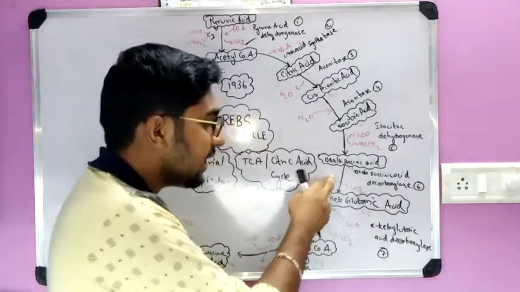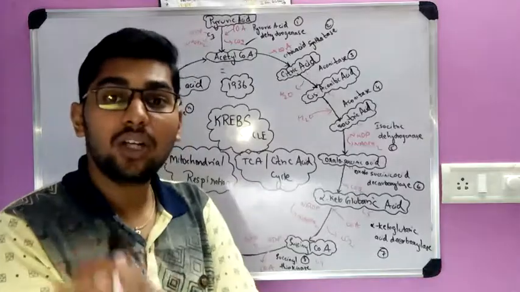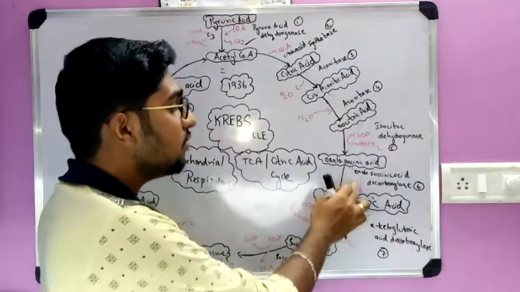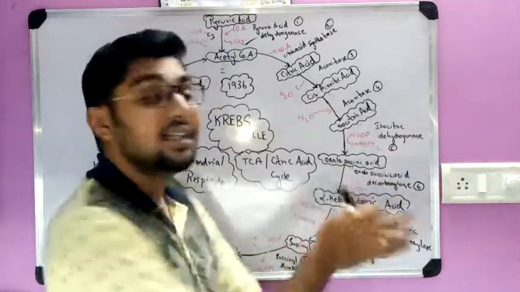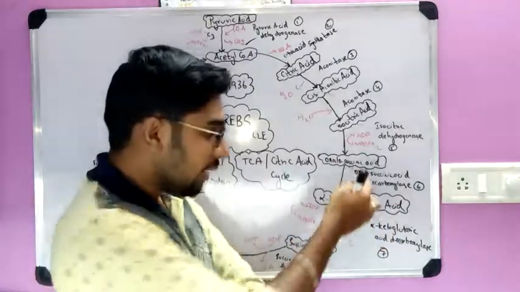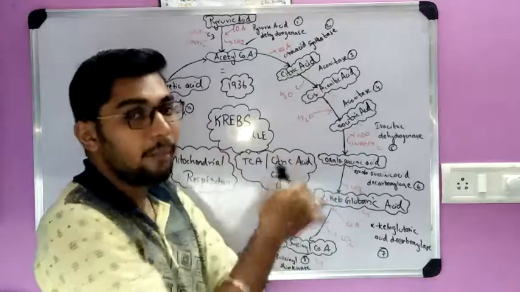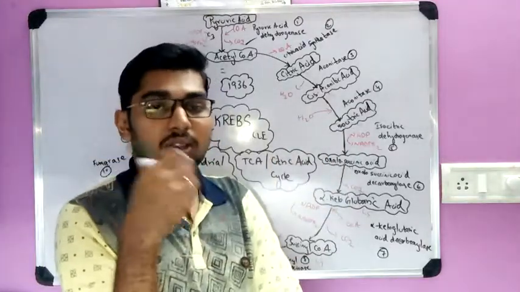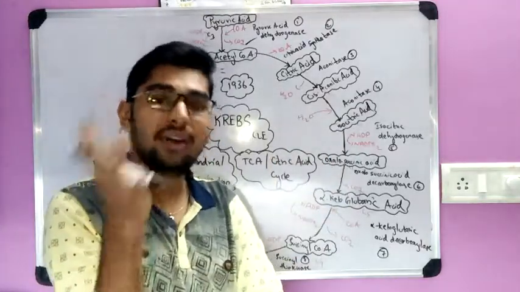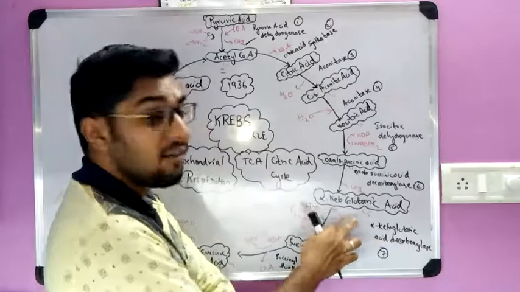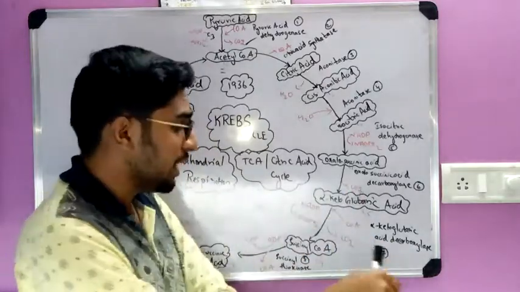This oxalosuccinic acid forms alpha ketoglutaric acid in the presence of oxalosuccinic acid decarboxylase. So carbon dioxide is given out. These are all six carbon compounds, and when carbon dioxide is given out, one carbon is lost, so it becomes a 5 carbon compound. So alpha ketoglutaric acid is a 5 carbon compound.